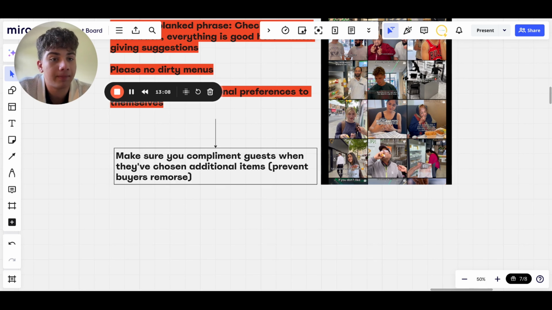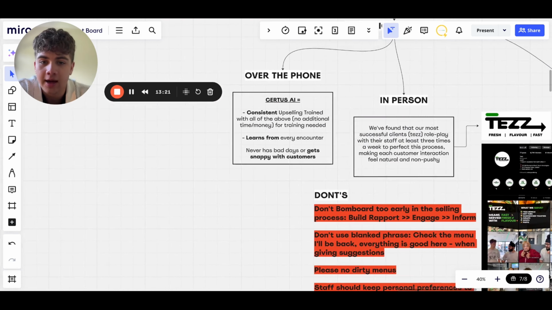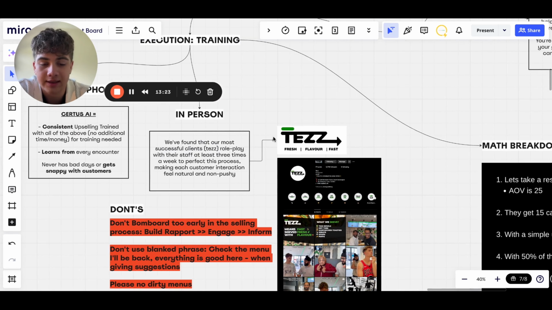So a lot of the time, if your staff has upsold someone on an item that's a little bit more expensive or something of that sort, you want to obviously always be giving a compliment, and making sure that they feel assured in the choice that they have made, right? So that's obviously in person and some tips we've gotten there.